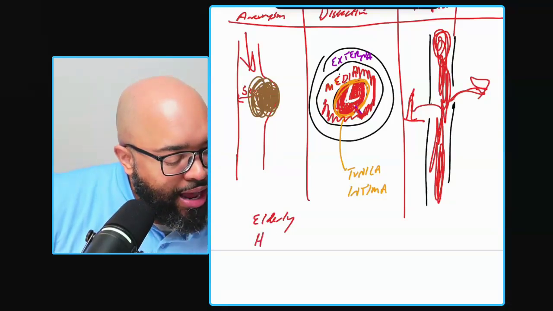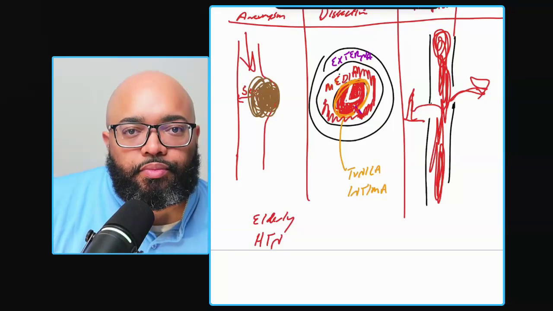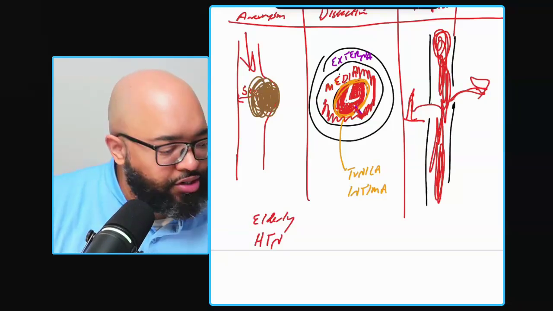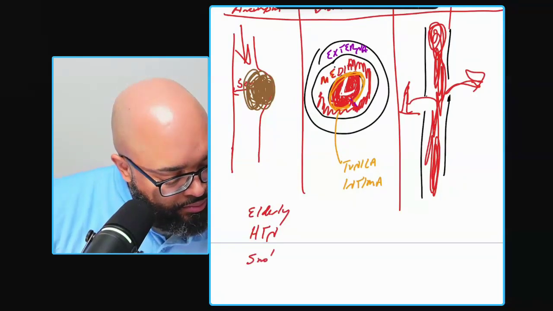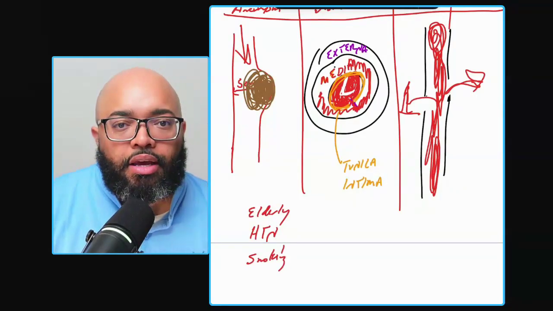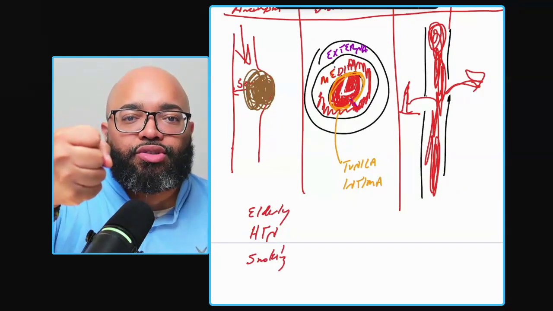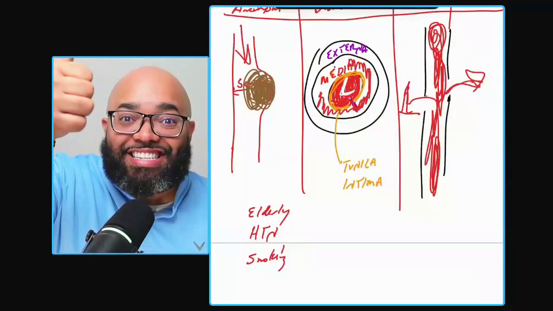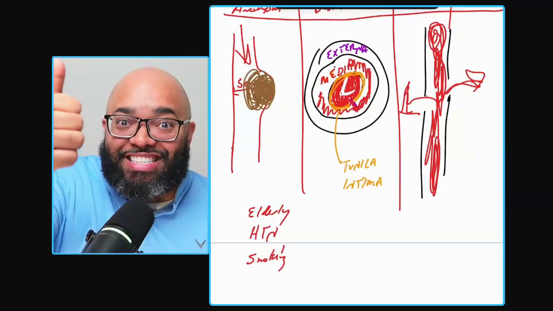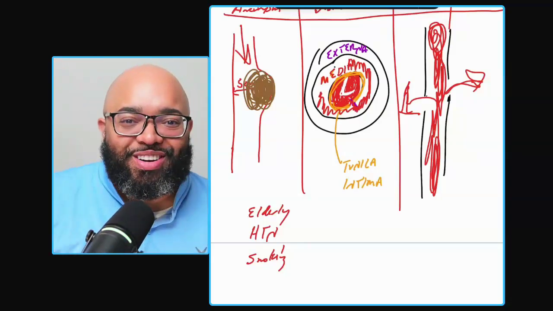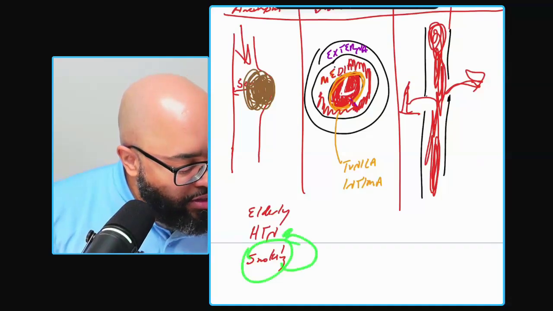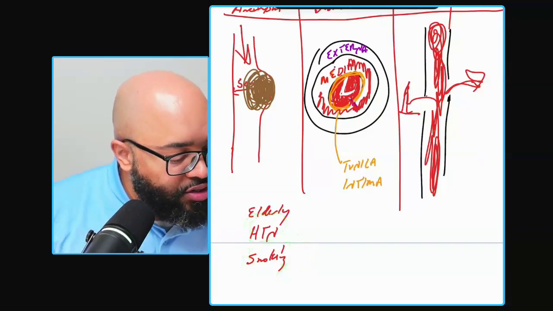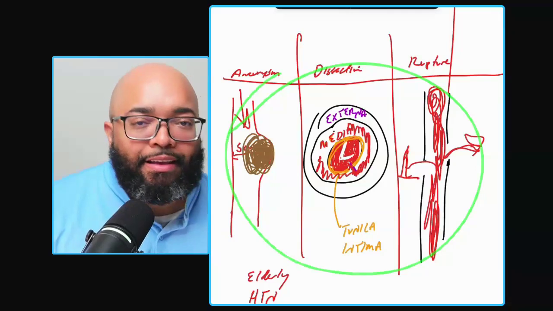But somebody with chronic hypertension. Poorly controlled hypertension is the biggest cause of this. Smoking. Okay, because smoking constricts the blood vessels. And when you constrict the blood vessels, that increases the resistance. And when you increase the resistance, that increases the pressure. Okay, so smoking leads to hypertension. Hypertension leads to all of these things.